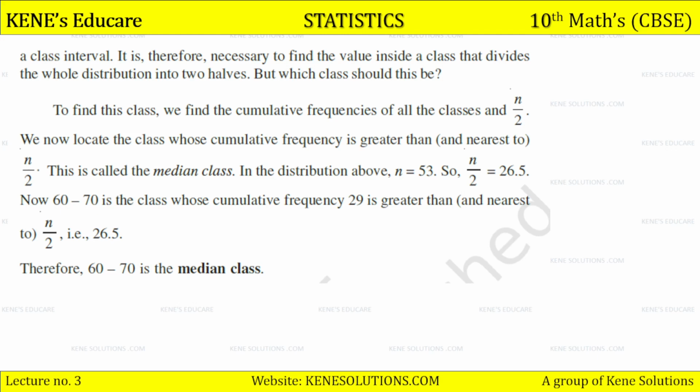But which class should this be? Now understand, to find this class, we find the cumulative frequency of all classes, and n by 2. We now look at the class whose cumulative frequency is greater than or nearest to n by 2. This is called the median class. What do we call it? Median class.